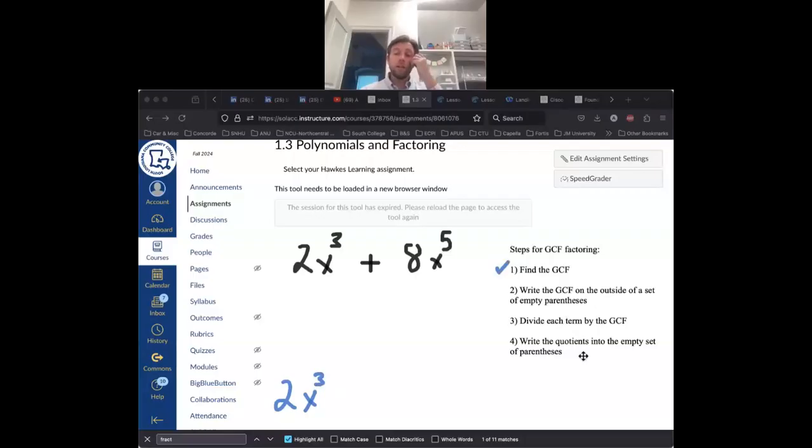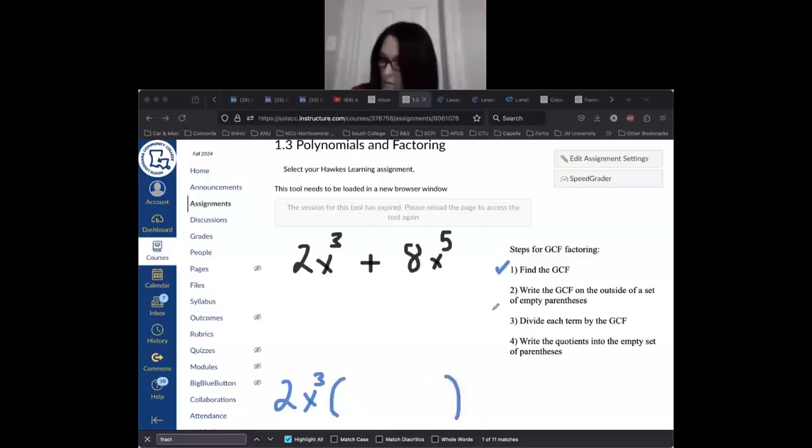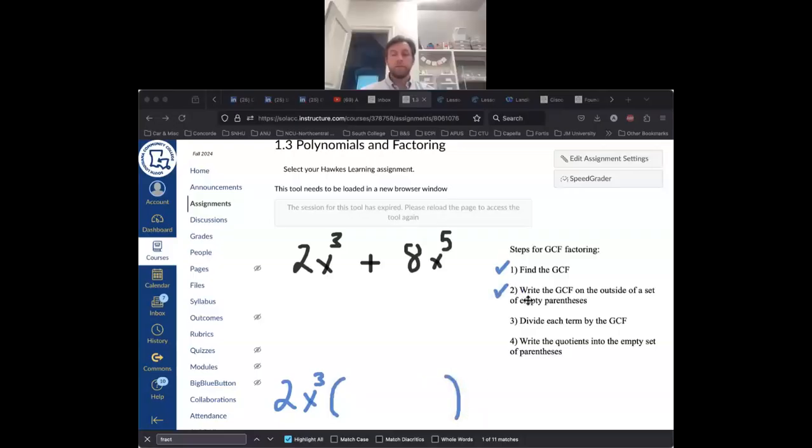Find the GCF. Step 2. Write the GCF on the outside of a set of empty parentheses. Boom, there it is. Step 2, done. Step 3 is where the work is. What this says is take the original terms and divide it by the GCF.